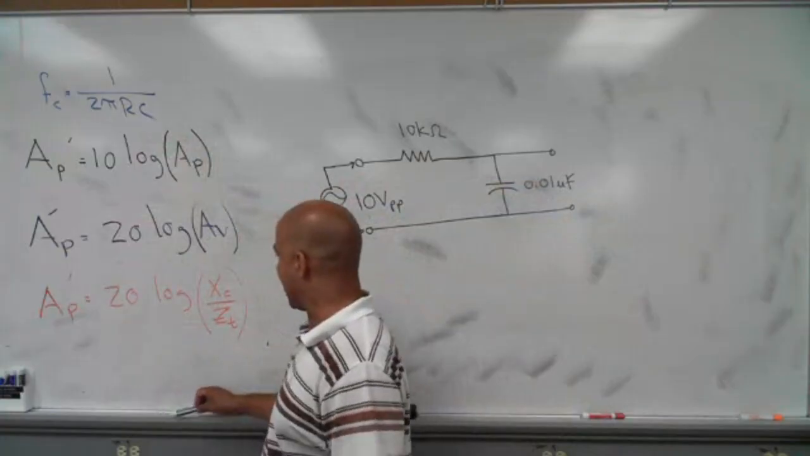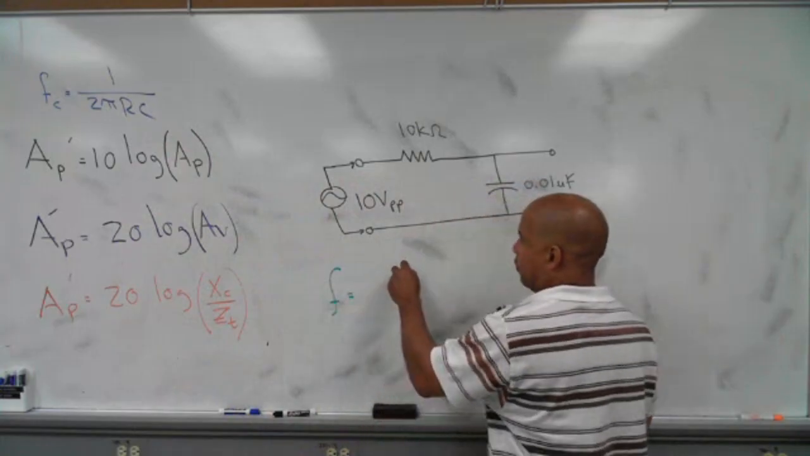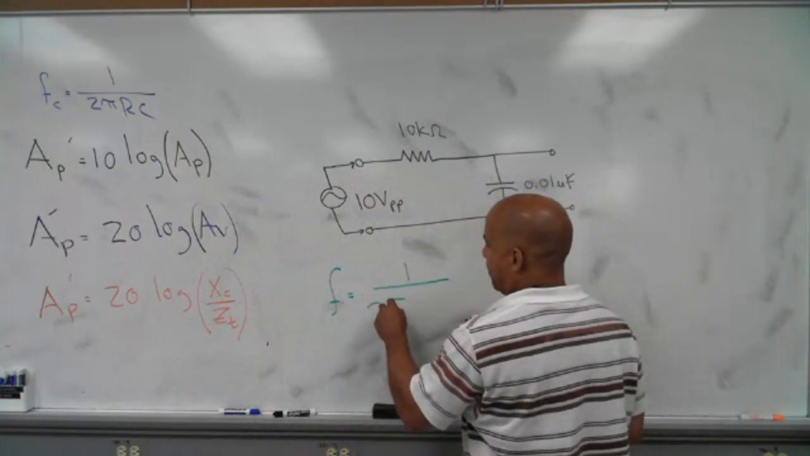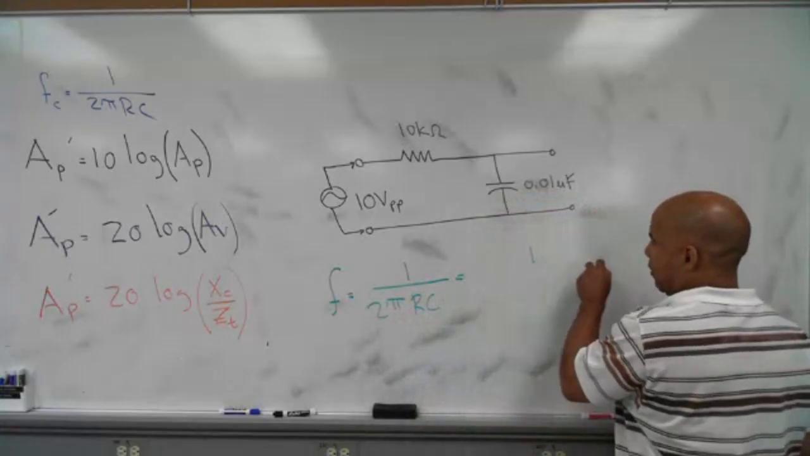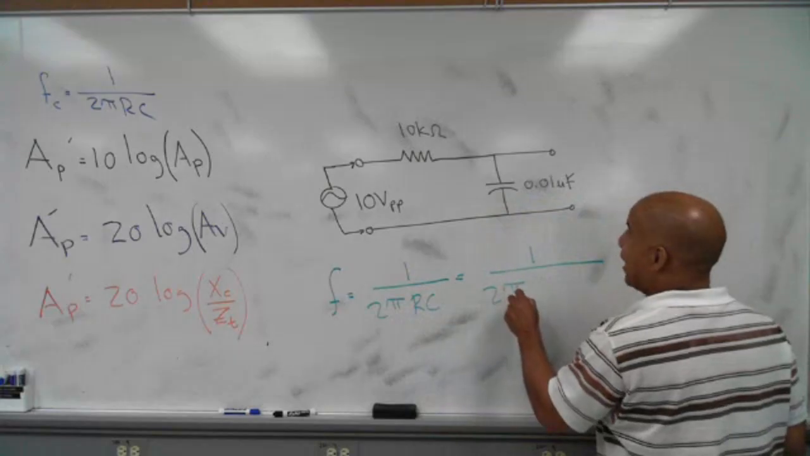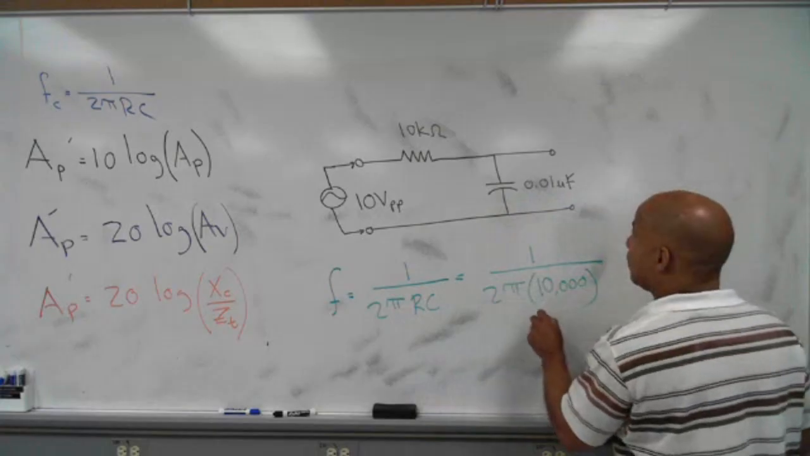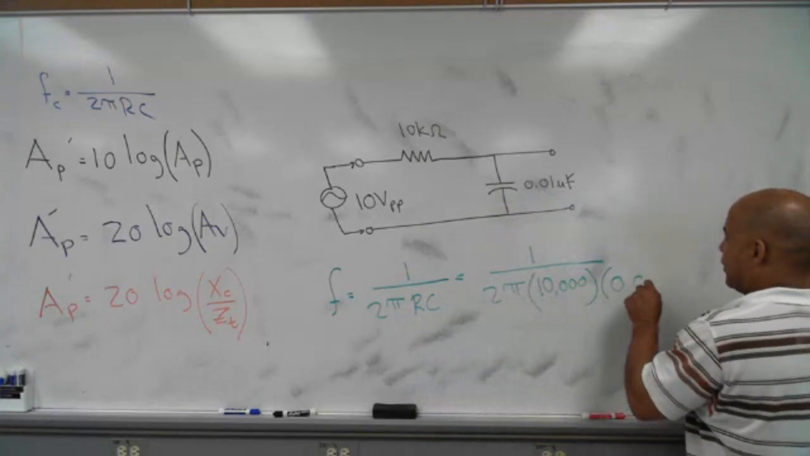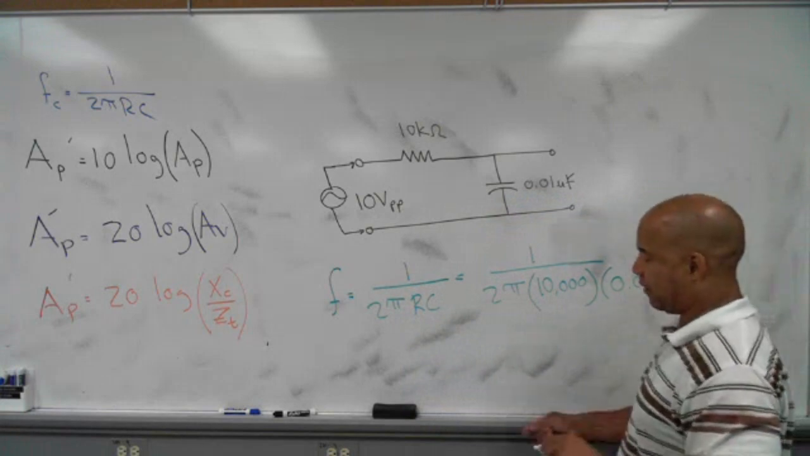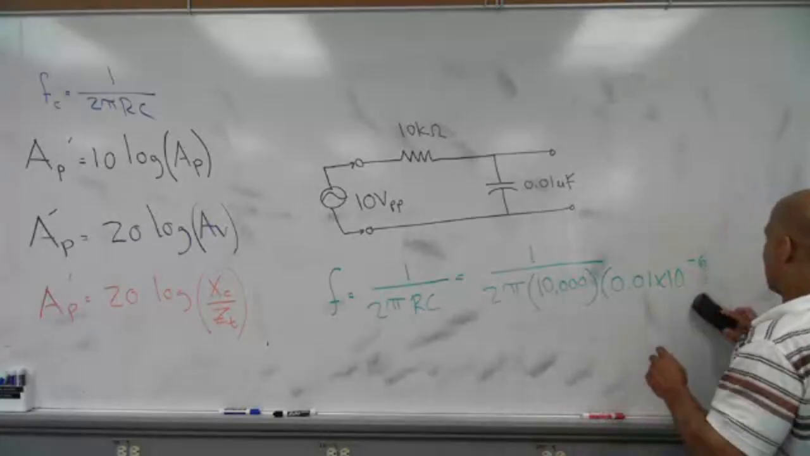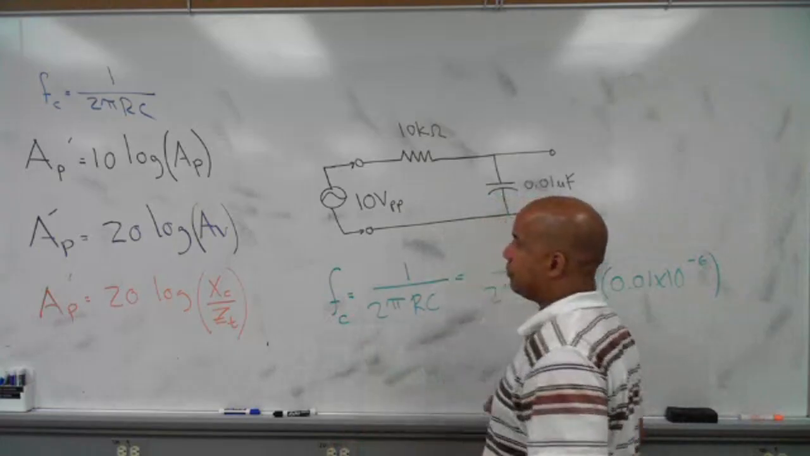So everybody should have got that one. The critical frequency is 1 over 2 pi RC. It's going to be 1 over 2 pi, I got 10,000, I'll leave off the units, and I got 0.01 times 10 to the minus 6. Again, I'll leave off the units. So everybody should have got that one. What do you get for the critical frequency? Anybody?